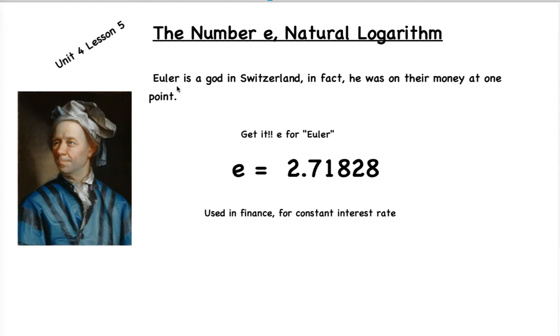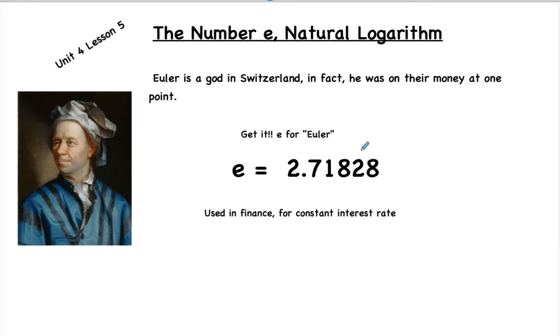And if you ever watch Big Bang Theory, they really refer to him quite often. And it surprises me that they still let it go as jokes because most people don't know who he was. But he was a god in Switzerland. In fact, at one time, their money had him on there. Not at the time the king and queen of Switzerland, but Euler.